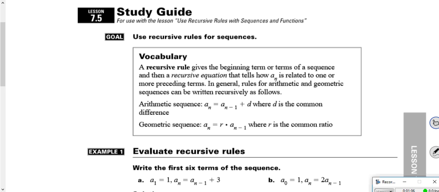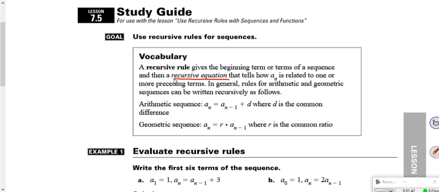If you look at the vocab here, a recursive rule gives the beginning term or terms of a sequence and then a recursive equation that tells how a sub n is related to one or more preceding terms. So how do you get to the second term using the first one? How do you get to the third term using the second one, and so on? Kind of like we've already been doing, but now it's recursive. It's going to take your answer and then do something to it and keep going.